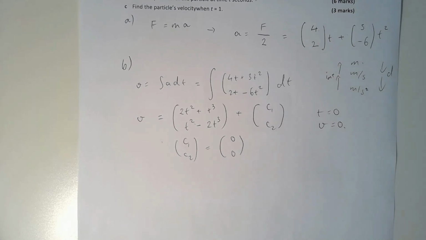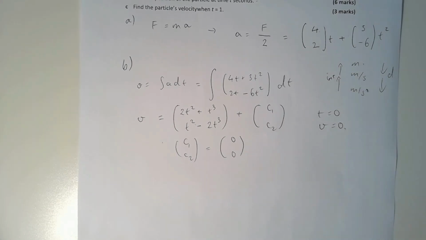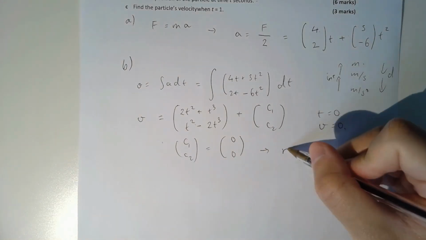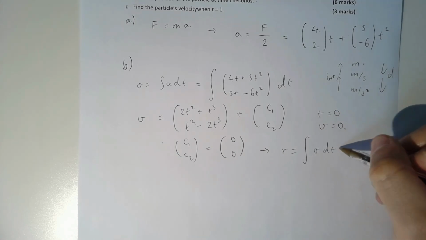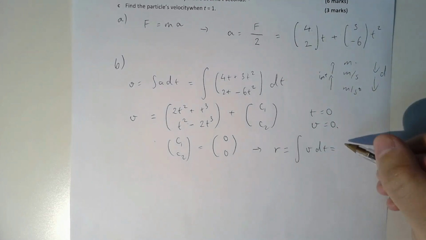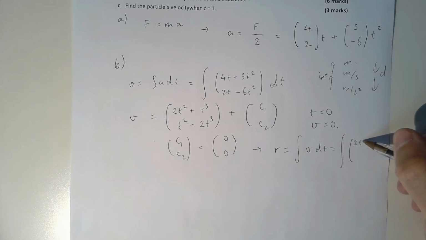We're looking for the position, which is displacement, but in vector form, so we're looking for r. r is the integration of v dt again, which I write as a vector here: the integration of 2t squared plus t cubed, and of course t squared minus 2t cubed, dt.